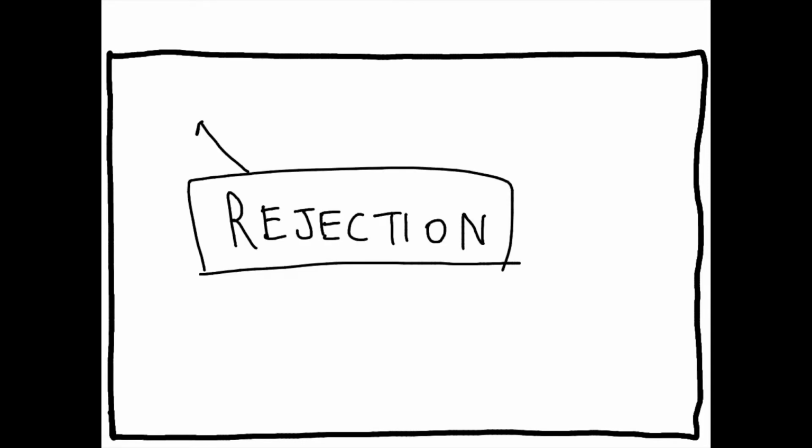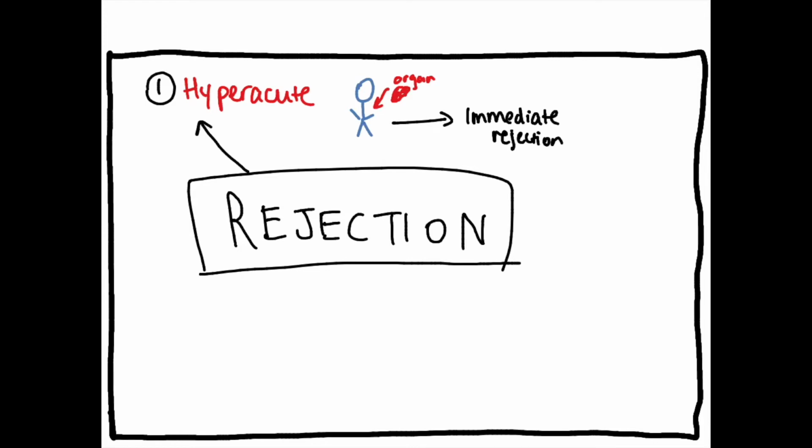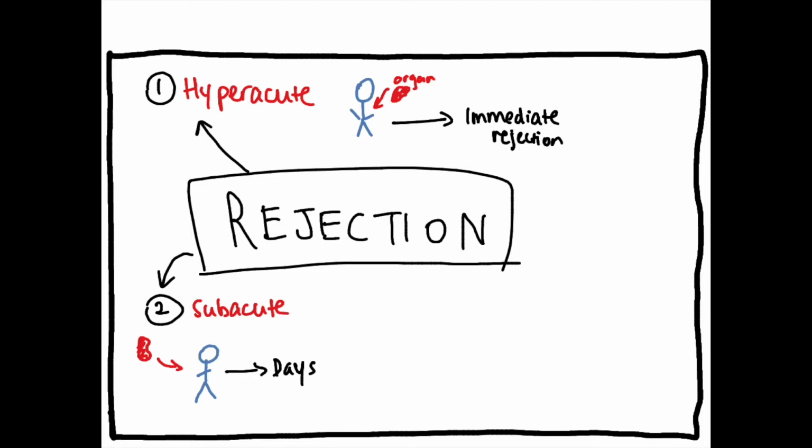So you're probably asking, what are the consequences if we don't match properly? Well, there are various types of rejections that can occur. Our first type is hyperacute, where rejection of the newly donated organ can occur within minutes to hours of transplantation. We also have subacute rejections, which don't occur as quickly as hyperacute rejections, but can occur days to weeks after transplantation. Next, chronic graft rejections see failure of the graft months to years after transplant.